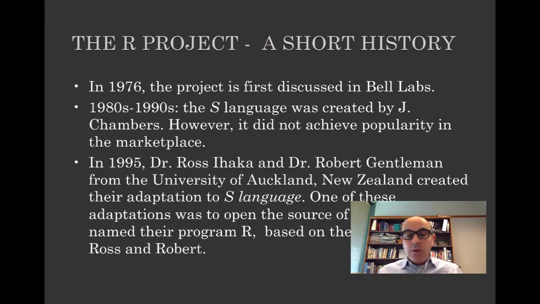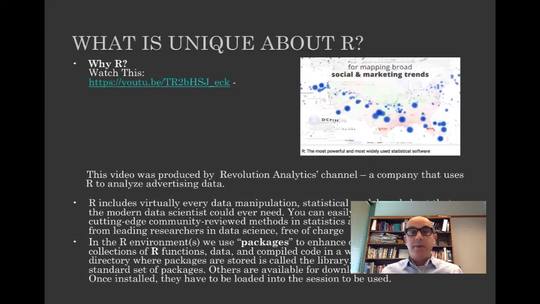So what they did was they created the R. Why did they use R? Because their first name begins with R: Ross and Robert. So what is unique about R? It has two very important elements.